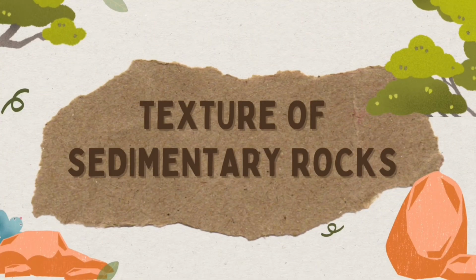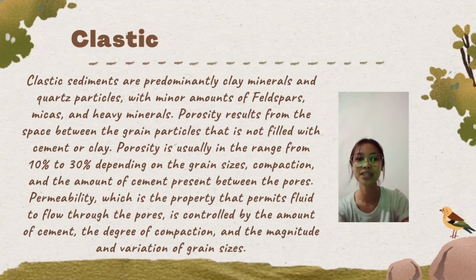The texture of sedimentary rocks. First one is the clastic. Clastic sediments are predominantly clay minerals and quartz particles, with minor amounts of feldspars, micas, and heavy minerals. Porosity results from the space between the grain particles that is not filled with cement or clay.